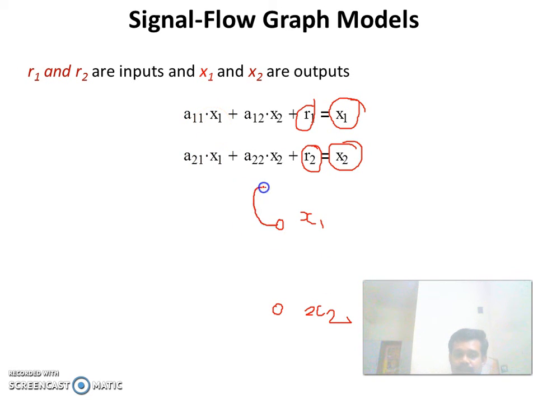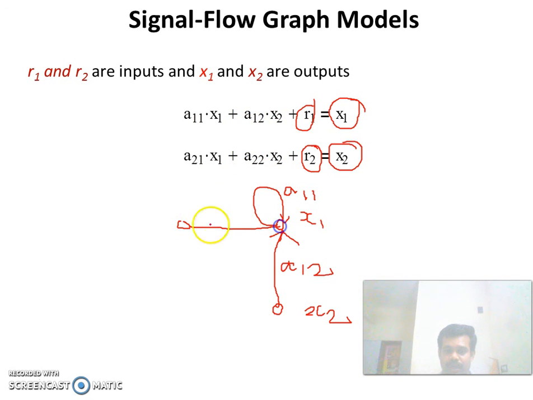So what is x1? A11 into x1 plus A12 into x2. So from x2 you have to draw one, that is A12 into x2, A11 into x1, A12 into x2. So another, take this as R1, then you put it as 1.